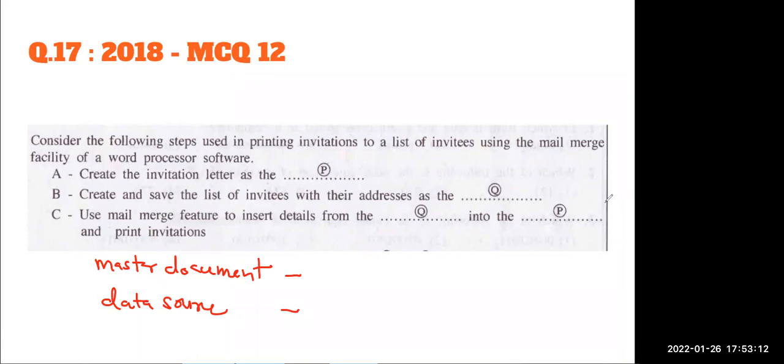Yes, Uzma correct, Raisa correct, Zuhra correct, Atika correct. Very simple, no? Hala correct. Amna correct. So create the invitation letter as this is the master document. Create and save the list of invitees. Invitees, our parents list with the address. That is our data source, the reception list. Right? Data source. Very simple. P and Q now.